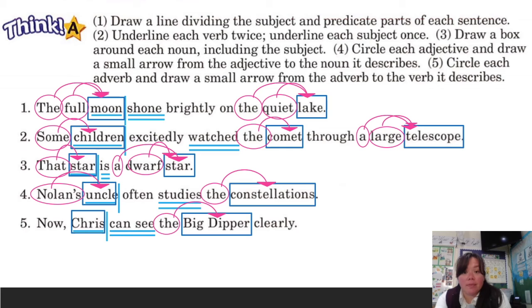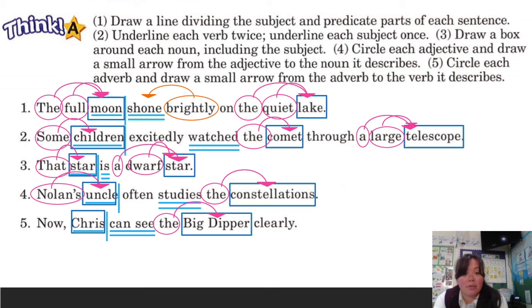So let's move to our last direction, and it's to circle the adverbs now and then draw an arrow from the adverb to the verb. So now we need to look at our verb and see if there's anything that describes our verb, and that'll tell us if there's an adverb in the sentence. Look at number 1. The verb is shone. How did the moon shine? How? Yep, we have one right here. Brightly. It shone brightly. Draw my arrow.